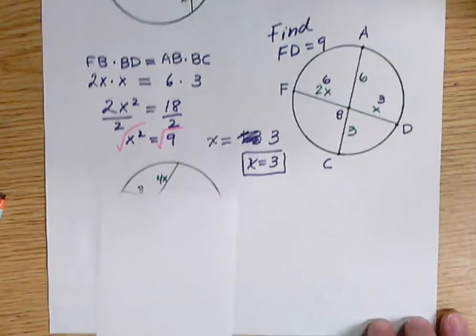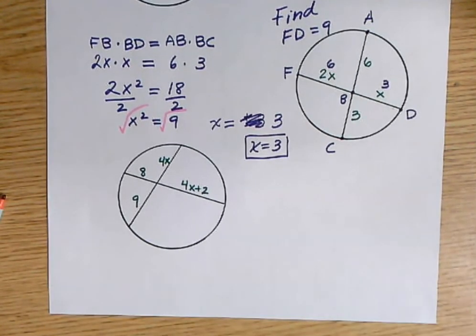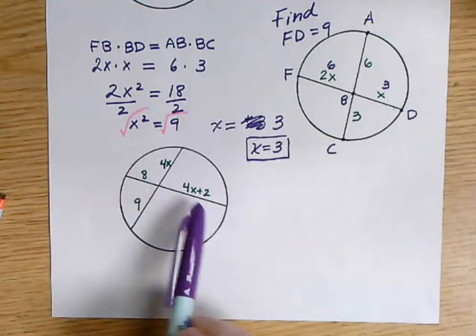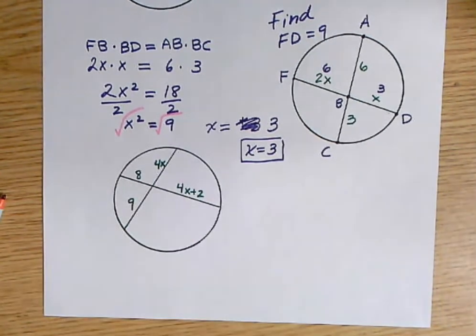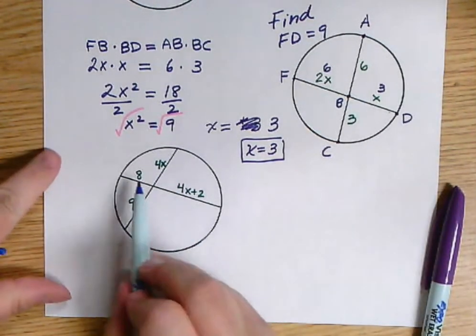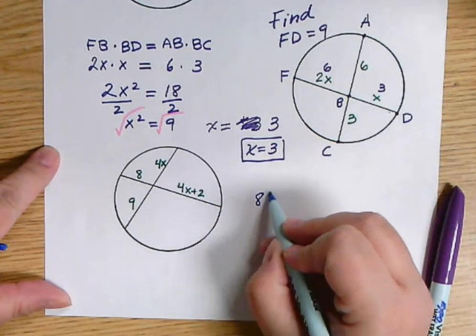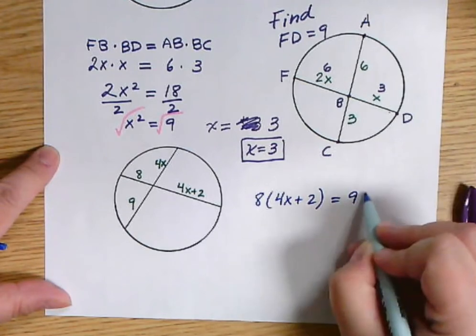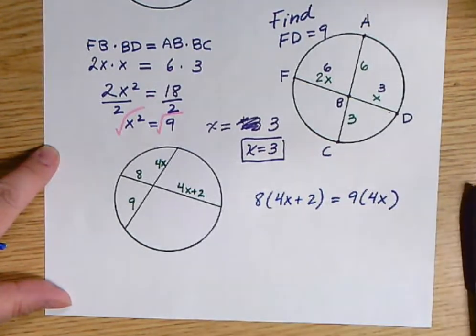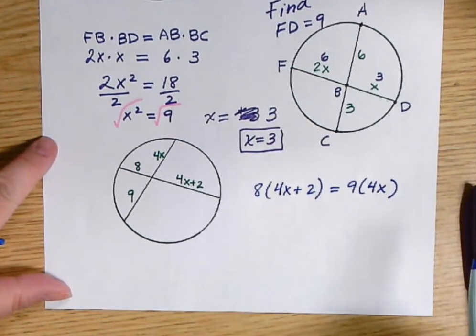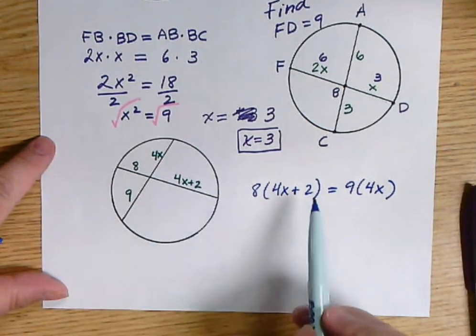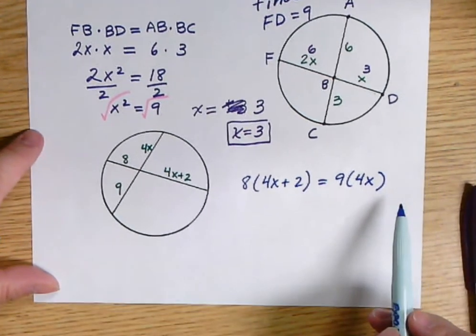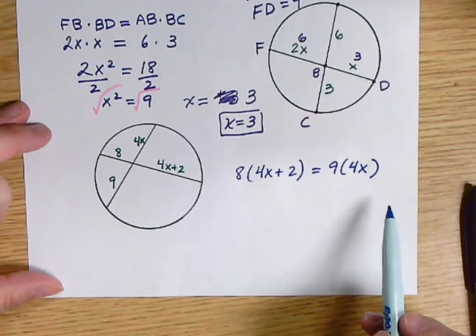All right, last one's a little bit more algebraic. I just wanted to remind you of one little part about how you do this. Still same thing. These are very straightforward. It's really just part times part equals part times part, piece times piece, however you want to think of it. So 8 times (4x plus 2) equals 9 times 4x. So that's the geometry, the setting it up. We know that they're proportional, so we can set it up this way.